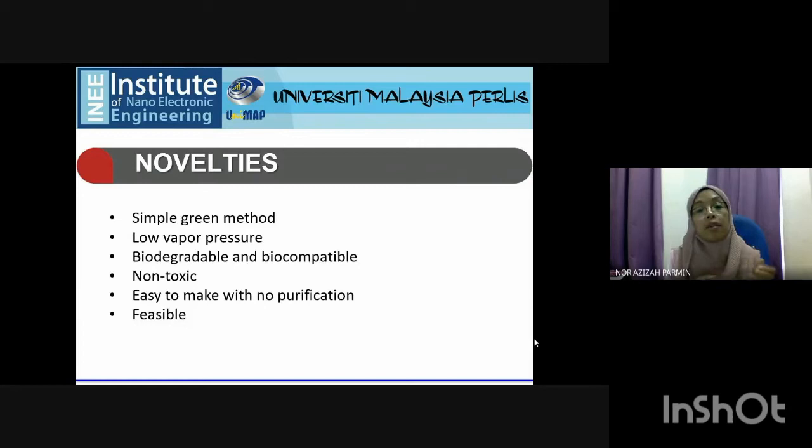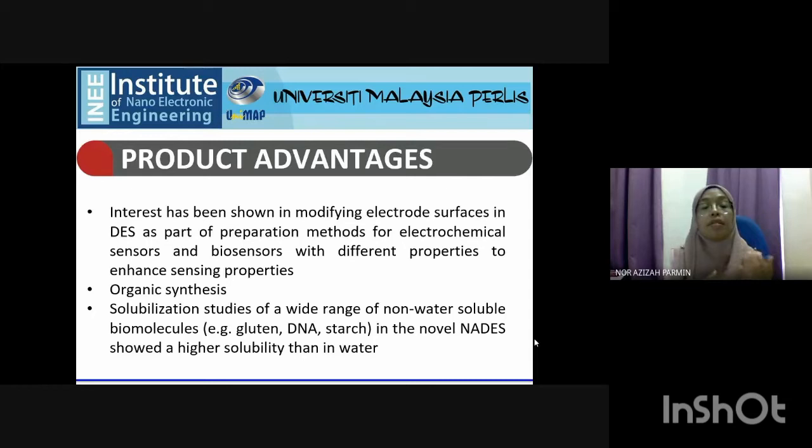The advantage of this research study is that the main interest has been shown in modifying the electrode surface with DES as part of the preparation method in biosensors, to enhance sensing properties. It is used in organic synthesis and solubilization studies of a wide range of non-water soluble biomolecules, and I am focusing on DNA and also microRNA. They show a higher solubility compared to distilled water.